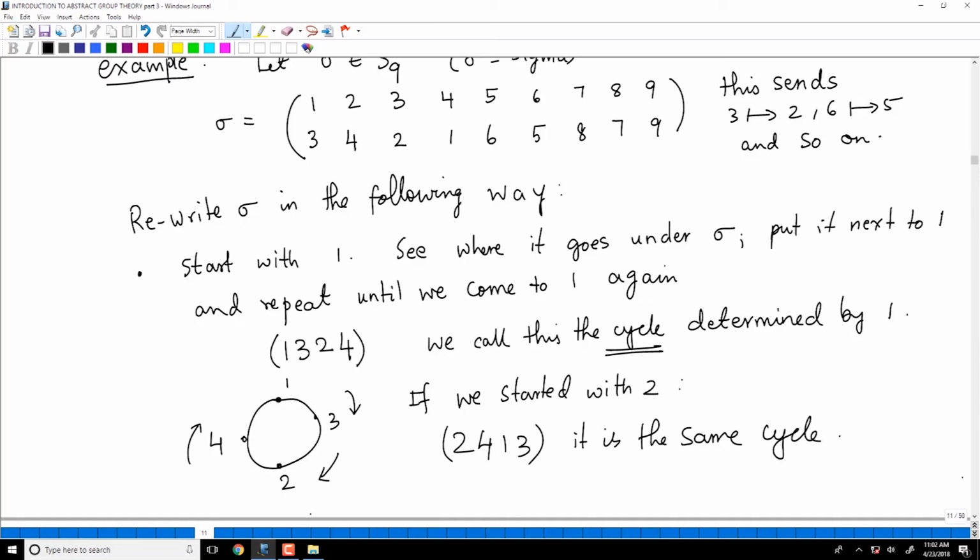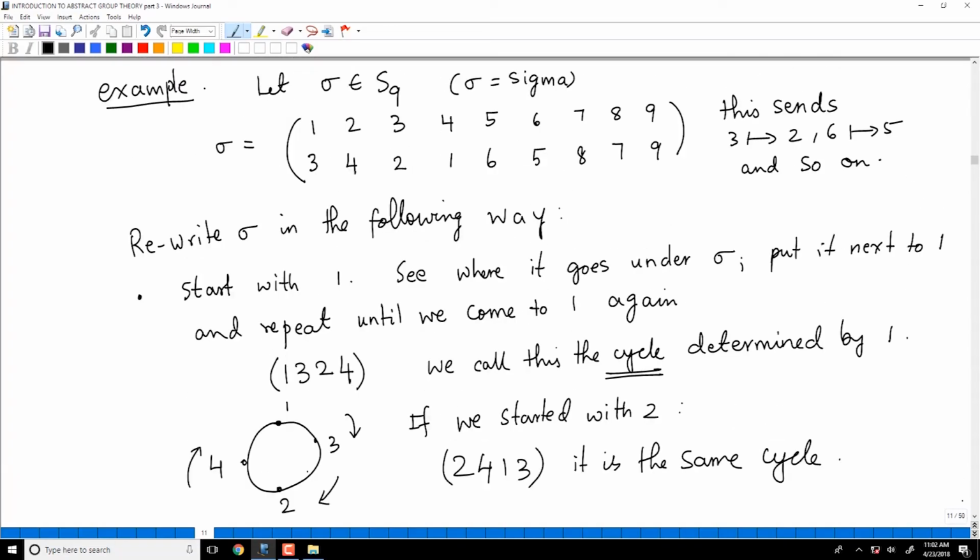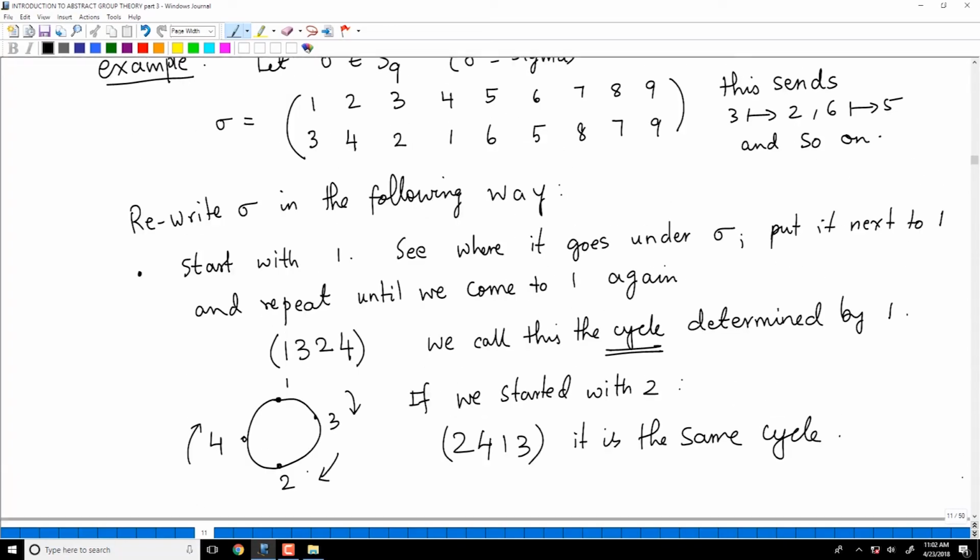Right? It is the same cycle, because instead of starting on a circle, it doesn't matter where you start, right? Instead of 1, I'll start here: 2, 4, 1, 3. Similarly, if I started with 3, it will be 3, 2, 4, 1. If I started with 4, it will be 4, 1, 3, 2. So of course, this is one cycle. Sigma is not just this.